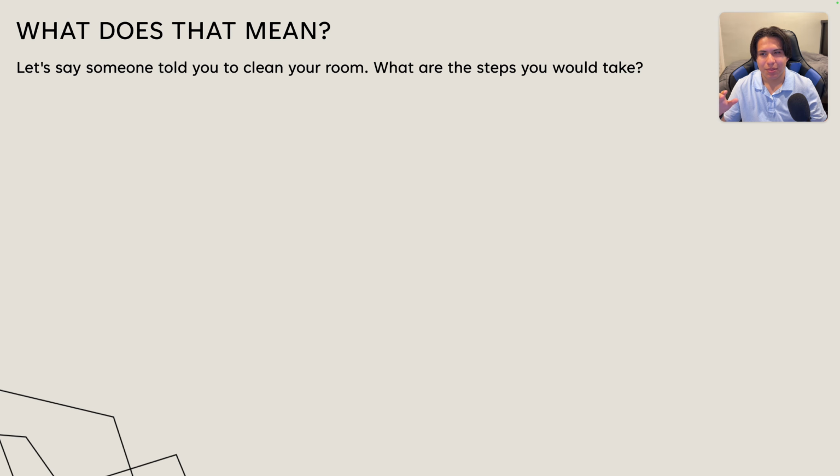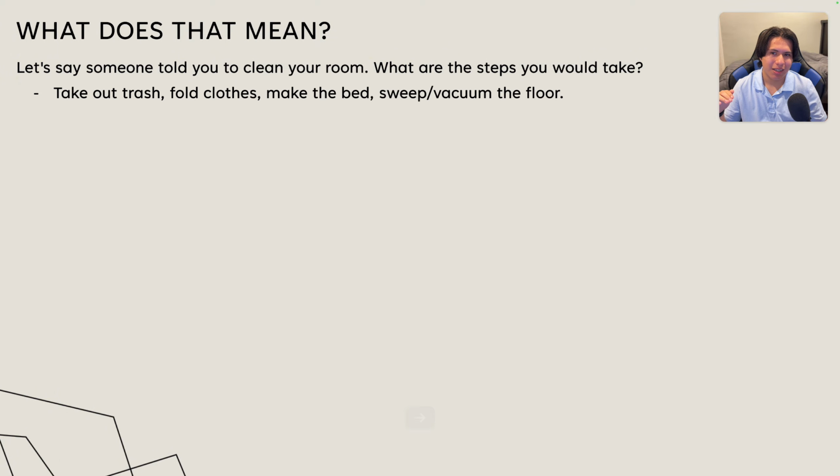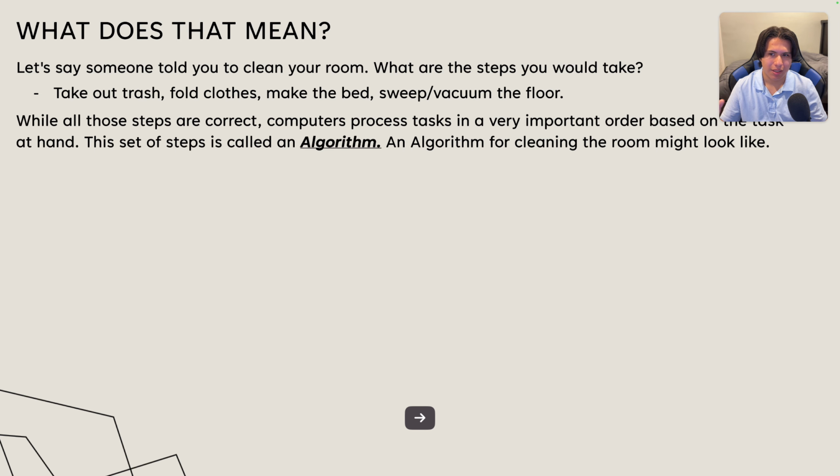What it means to accept, process, and execute data is, let's say someone told you to clean your room. What are some steps that you would take? To accept, process, and execute the data to clean your room, I'd probably take out the trash, fold my clothes, make my bed, sweep, and vacuum the floor. Now, while all of these steps are correct, computers process tasks in a very important order based on the task at hand. This set of steps is called an algorithm. An algorithm, once again, is a series of steps based on the task at hand.